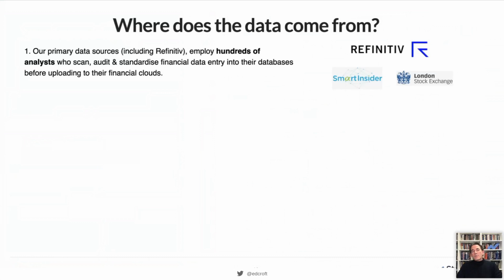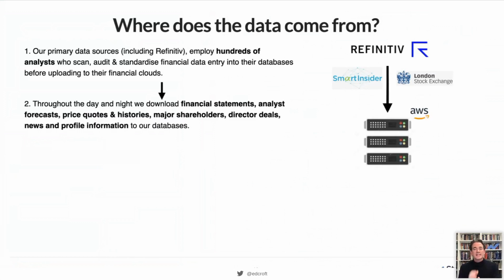So first up, our primary data sources for raw data. The primary source is Refinitiv, which was spun out of Thomson Reuters, and they employ hundreds of analysts who scan, audit, and standardize financial data entry into the databases and upload it to their clouds. We also have some other smaller data vendors like Smart Insider for our directors' dealings data, where we try and up the quality by adding different databases. We also get all the stock exchange data that comes down from all the stock exchanges, and also index providers like FTSE. Every night we import that data, and actually multiple times a day, onto our Amazon Web Services in the cloud. It's an amazing service. We download financial statements, analyst forecasts, price quotes, shareholder data, directors' deals, profile information, all of that.